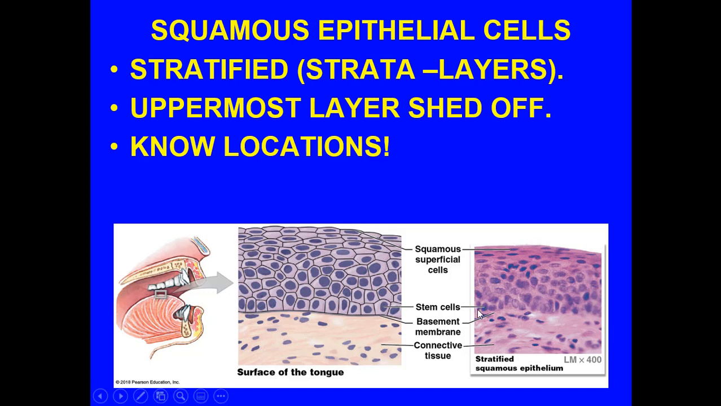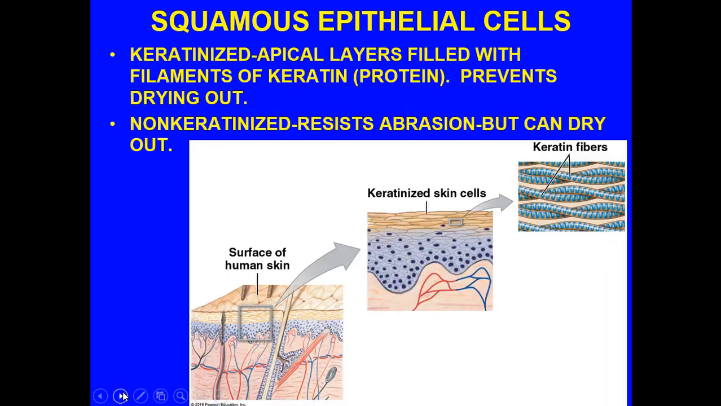So you have a basement membrane here, you have the connective tissue here. These cells will progress, change, have their biochemistry altered a little bit until they become much more flattened out and eventually are easily sloughed off or shed off. If instead these cells fill up with a particular type of protein called keratin, we call them keratinized. The apical layers are filled with the filaments of keratin, which is a very water repellent but very resilient protein.